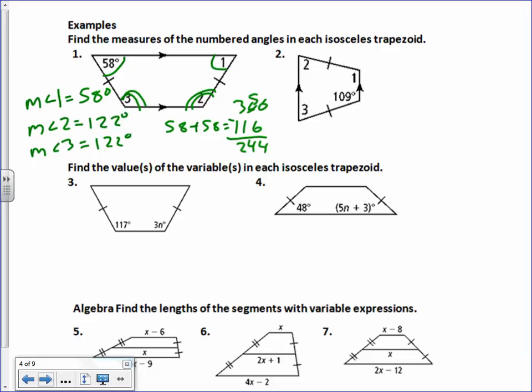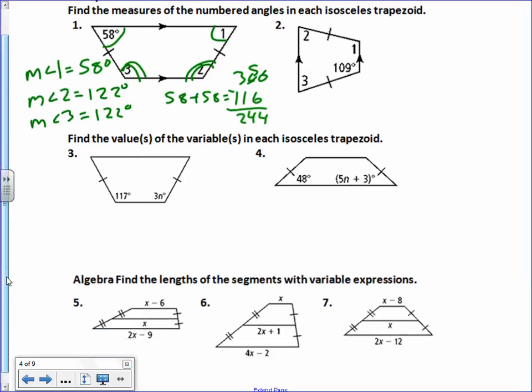All right, similar thing for number 2 there. Let's go to the second part. Find the values of the variables in each isosceles trapezoid. All right, we know that the base angles are congruent again. We're going to do number 3. 117 is congruent to 3n. Set them equal to each other and solve for n.